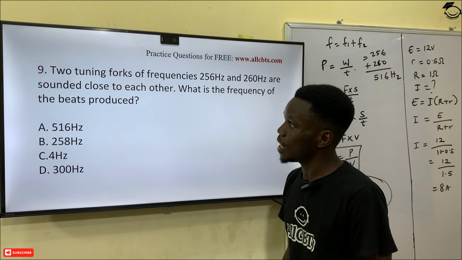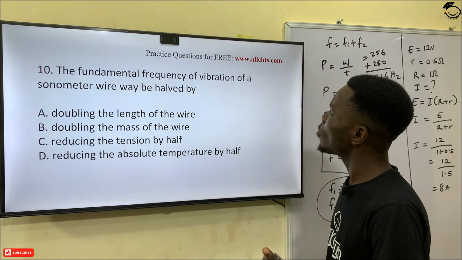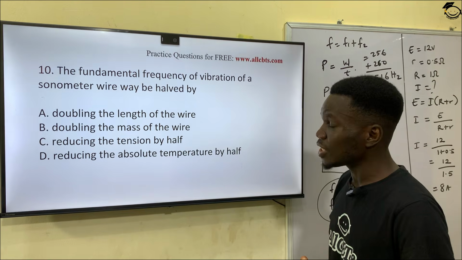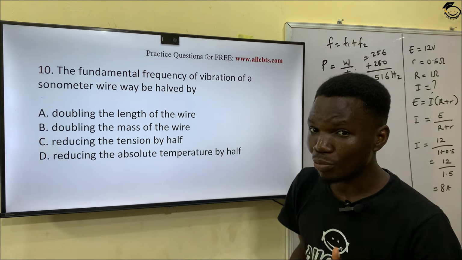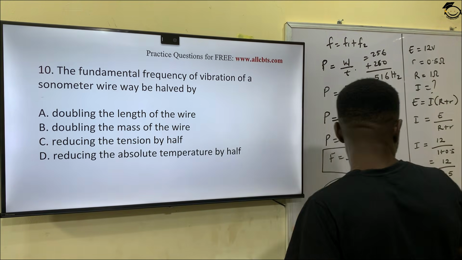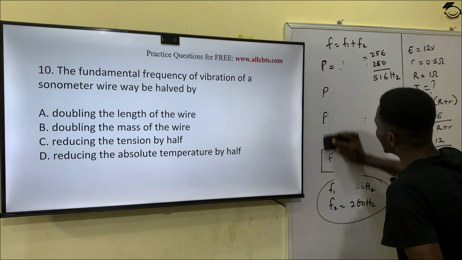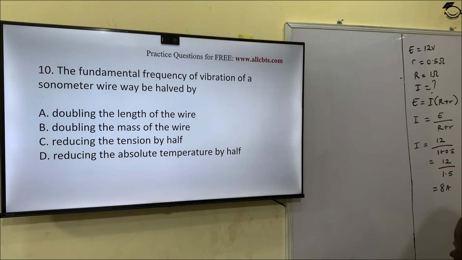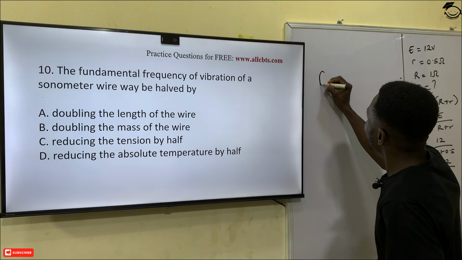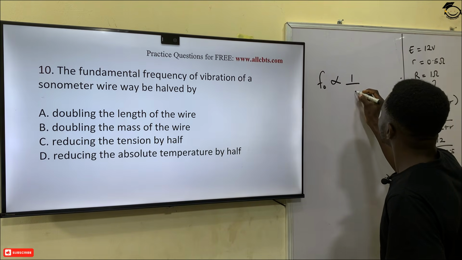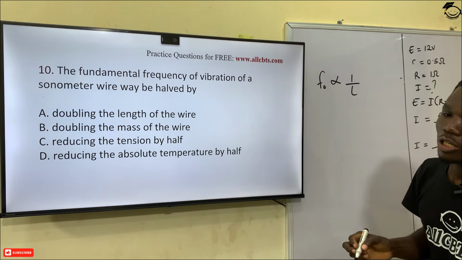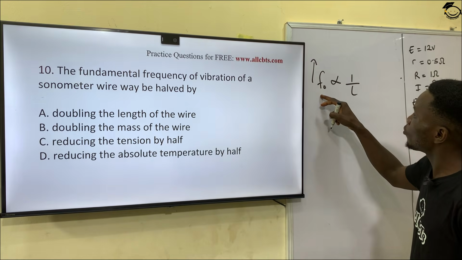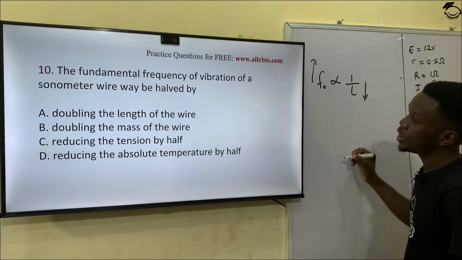So that takes us to question number 10, which says the fundamental frequency of vibration of a sonometer wire may be halved by what? Now there's a relationship between the fundamental frequency of a sonometer wire and the length of the sonometer wire. The fundamental frequency has an inverse relationship with the length of the wire. So my fundamental frequency F0 is inversely related to the length of the sonometer wire. So if there's an increase in the fundamental frequency, there will be a decrease in the length of the wire.